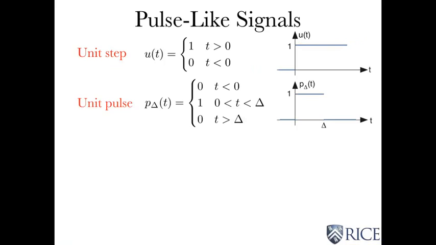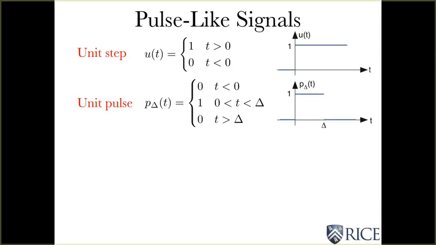So, another signal that has discontinuities is what we call the unit pulse. And by the way, the word unit here refers to the fact that the amplitude of this pulse, the amount it jumps, the size of its discontinuity, is 1. So the amplitude of this pulse is 1 because it's a unit pulse.